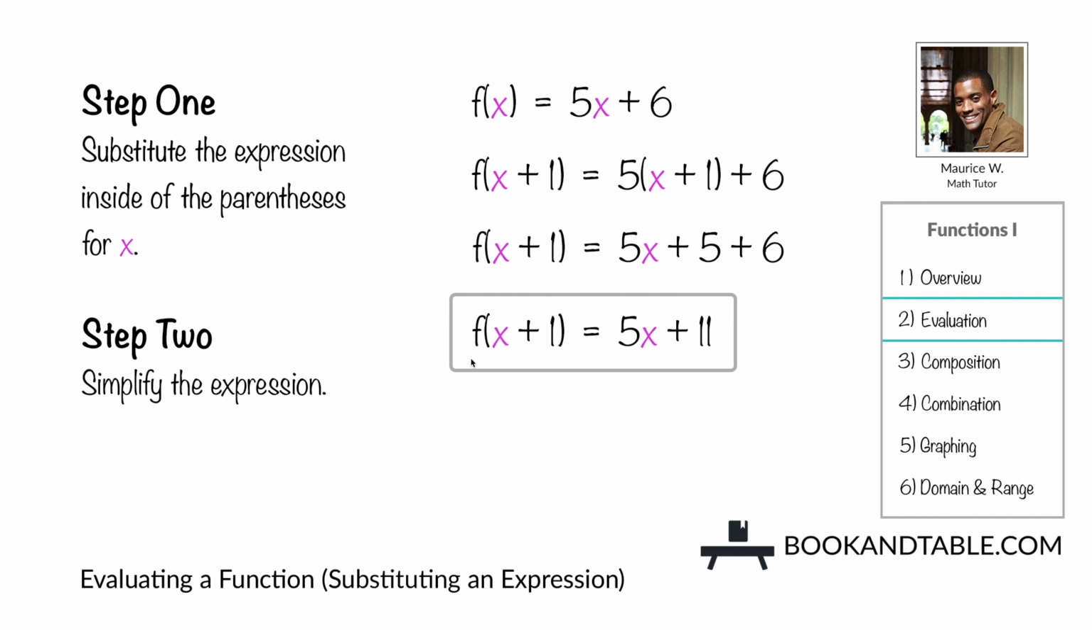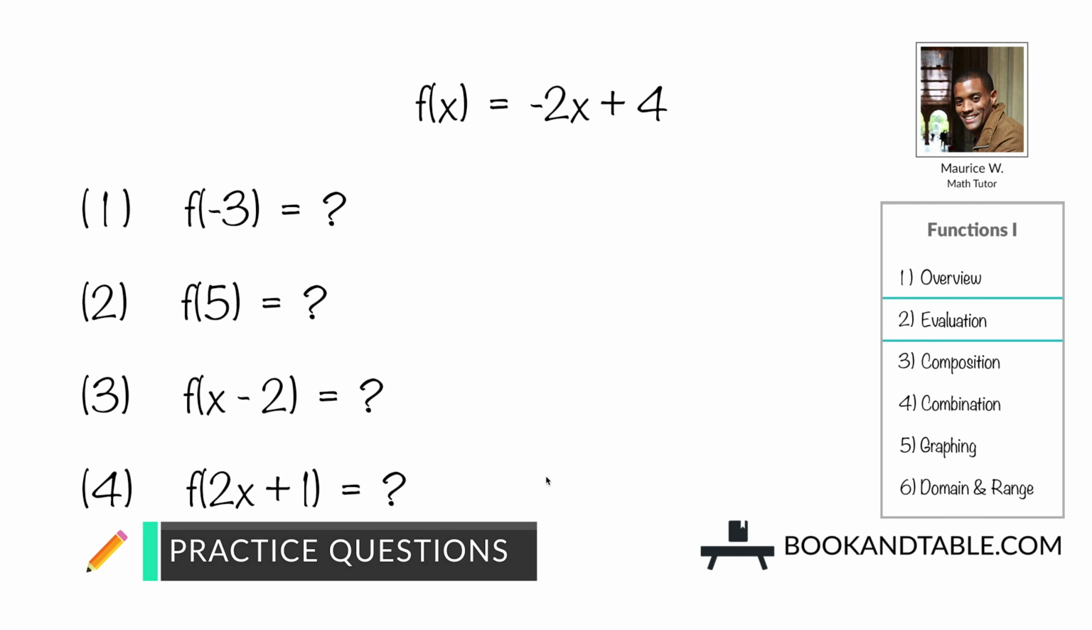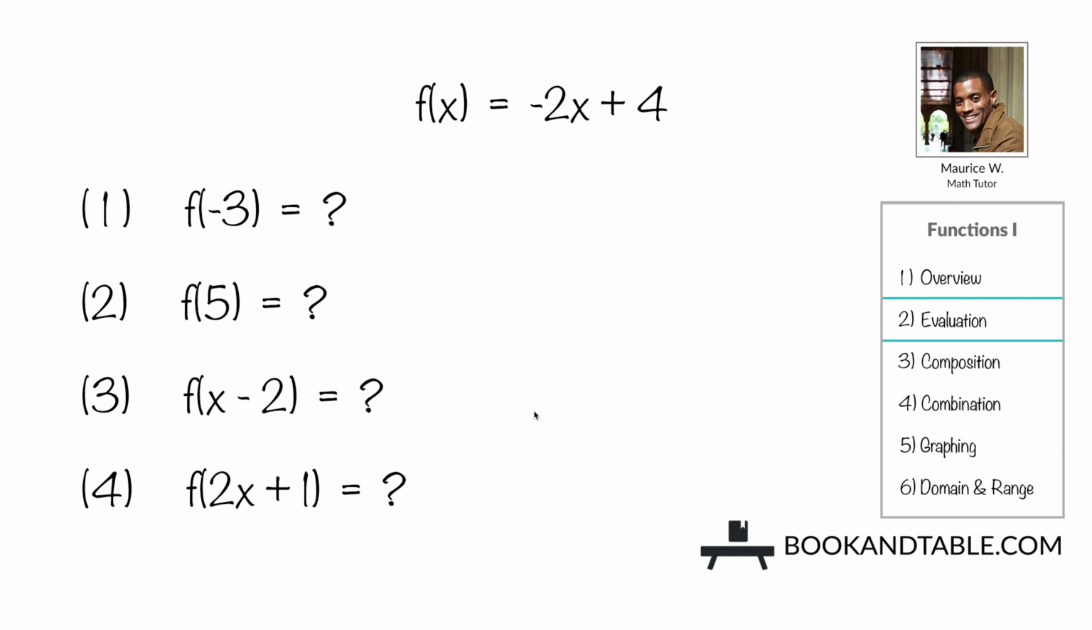So when we substituted a number in for the independent variable, the final result, the output, was a numerical value. But when we substitute an expression into the independent variable, we wind up with an expression as the final result. So the outputs will be different whether you're substituting a number or expression. So just keep that in mind. But now that you've had a chance to see an example of both, let's now have you try a few practice questions.